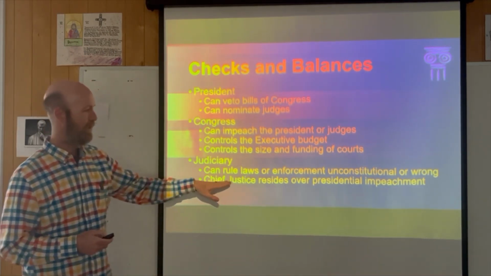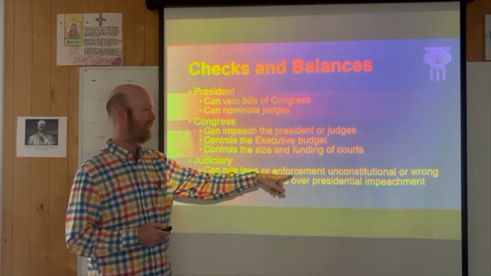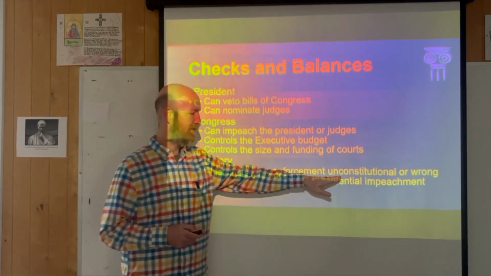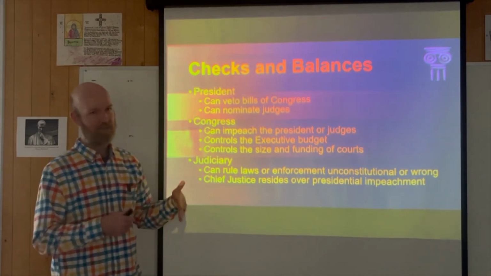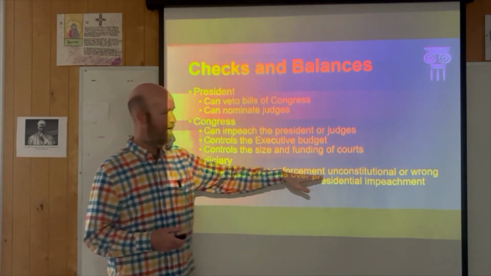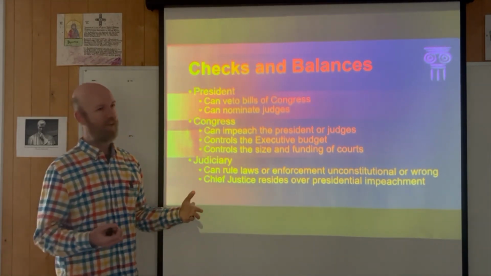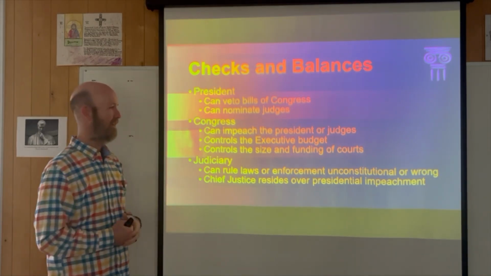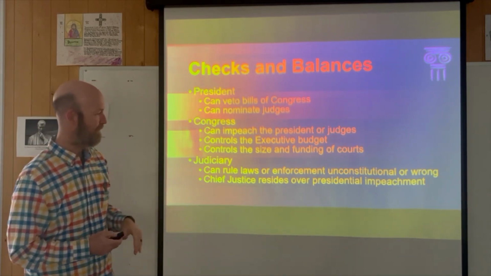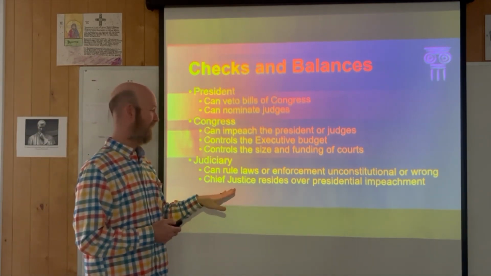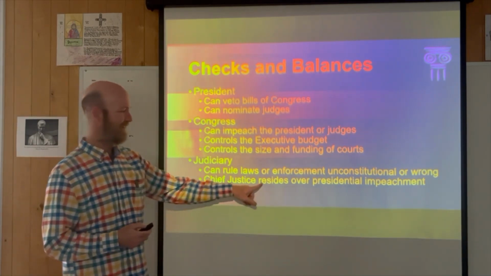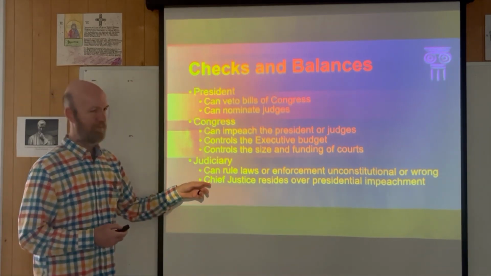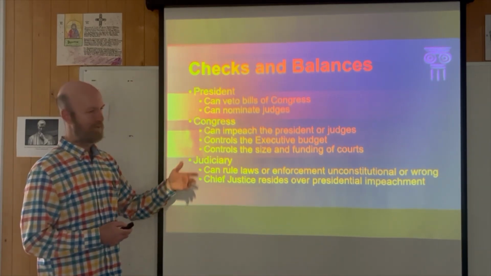The courts can rule laws or the enforcement from the president of laws as unconstitutional or just wrong. So unconstitutional, they can say this law or this policy goes against the Constitution. As far as being wrong, if the president enforces a law a certain way, the courts could say, no, that's not what the law means. Here's what it should have been interpreted as. So courts can do that. And then the Chief Justice, one of the Supreme Court justices, presides, not resides, but presides over presidential impeachment to perform a check on the power of Congress to impeach the president.